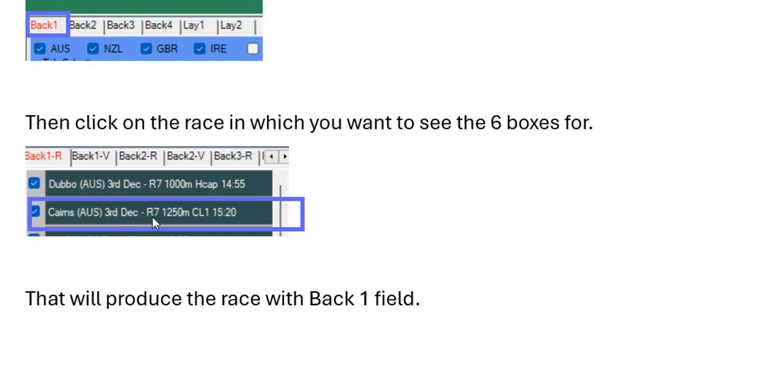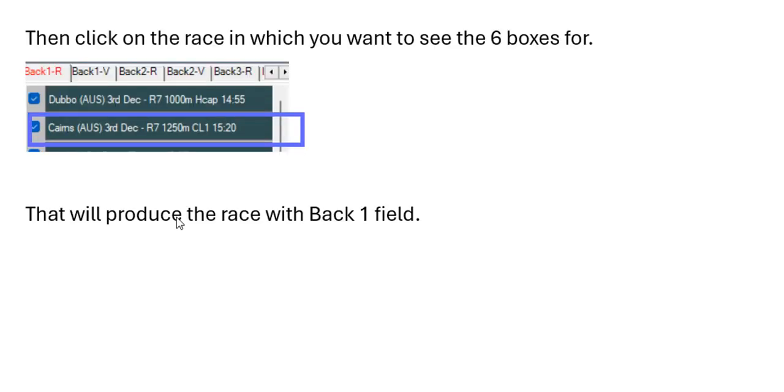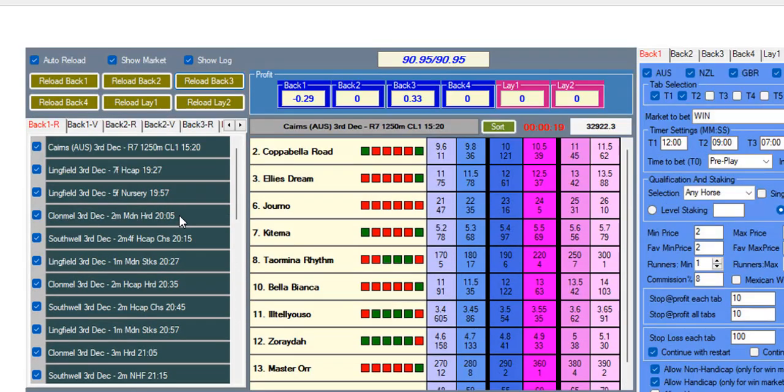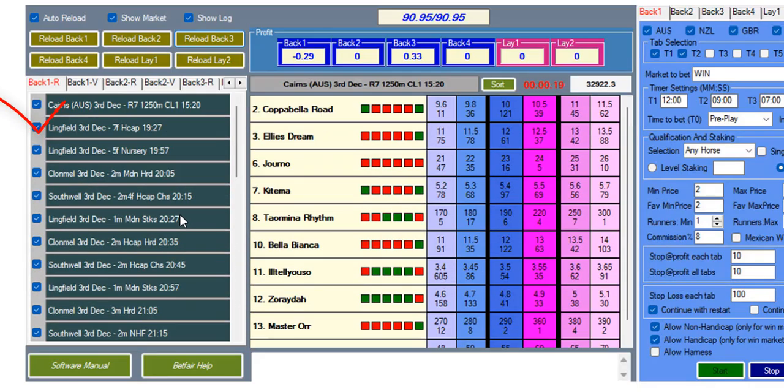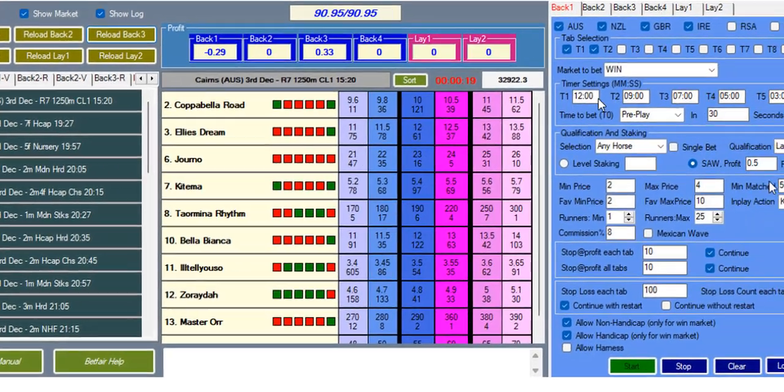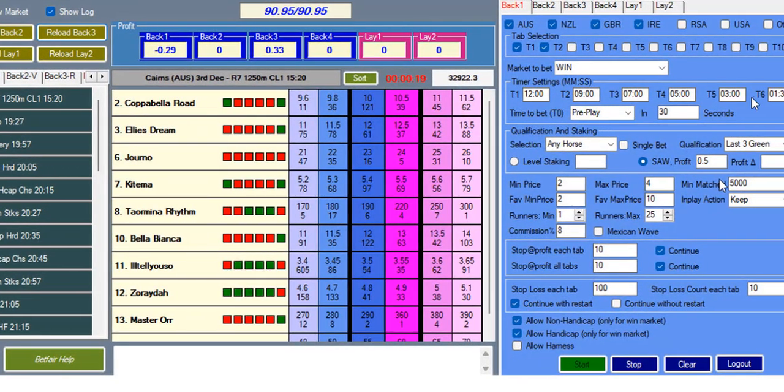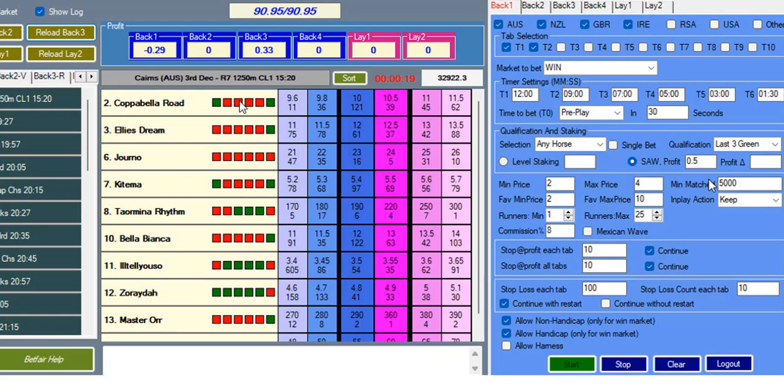In this case, we want to look at the Cairns race 7. So we click on Cairns race 7 and it produces in the interface here the back 1. You can see there and there. And this is the chart for back 1. So this is the chart that reflects these settings over here from the T12, 9, 7, right through. Okay, so that's what's reflected there.